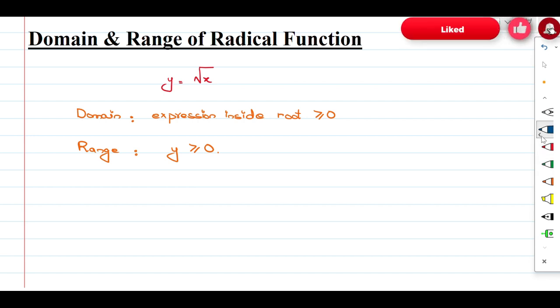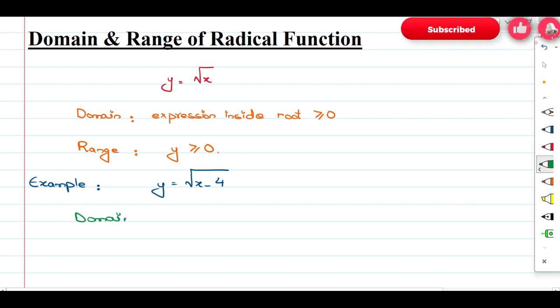For example, let me solve an example. If I have y is equal to root of x minus 4, this is the radical function or a square root function. Now what is its domain?